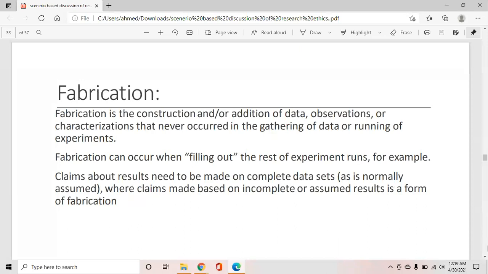Fabrication was done in this process. Fabrication is the construction and/or addition of data, observation, or characterization that never occurred in the gathering of data or running of experiments. Fabrication can occur when filling out the rest of experiment runs. For example, claims about the results need to be made on complete data sets, as is normally assumed, where claims made based on incomplete or assumed results are a form of fabrication.